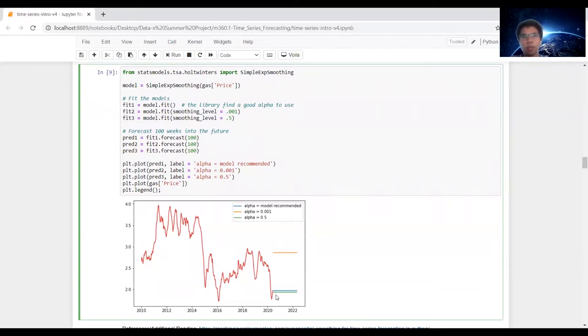So for example, you see here that I'm basically letting the model recommend one for the blue line, which is basically predicting the last value we saw. And then it's a very responsive model. And then if I use 0.5, it's also a very responsive model. So it's basically predicting something that's very similar to the last observation, which we had in 2020 here.